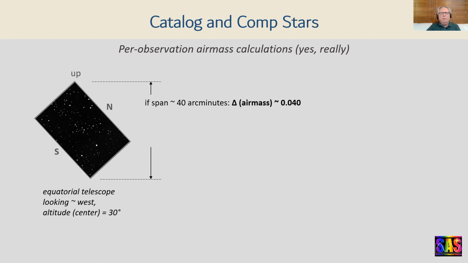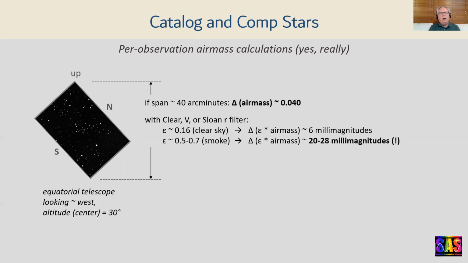Now that doesn't sound like much, and under our good high altitude clear skies, it amounts to about 6 millimagnitudes difference in extinction from top to bottom. Pretty manageable. However, if you have a lot of smoke with extinction coefficients up to 0.5 or 0.7, this is a top to bottom difference in light extinction of 20 to 28 millimagnitudes. And this is pretty terrible against a catalog with a stated and experimentally confirmed error of about 8 to 10 millimagnitudes.